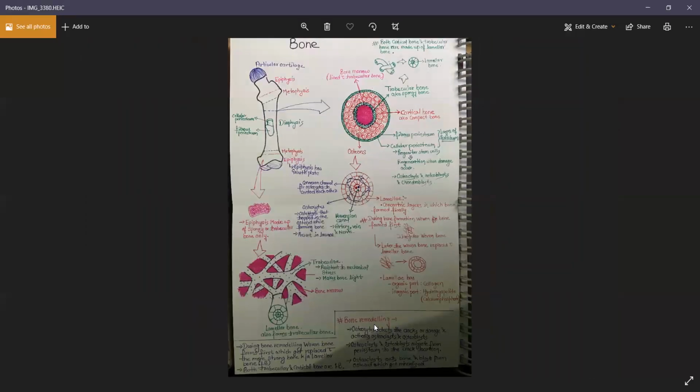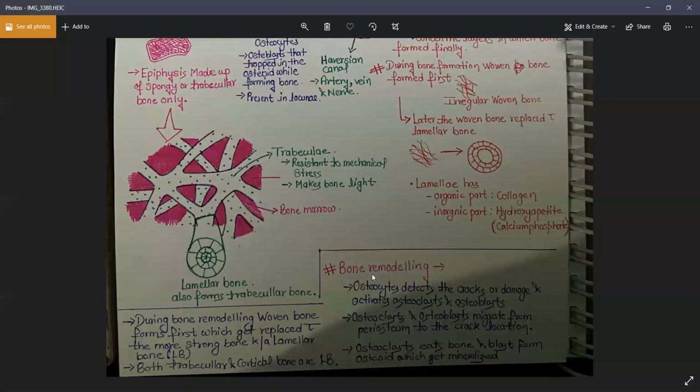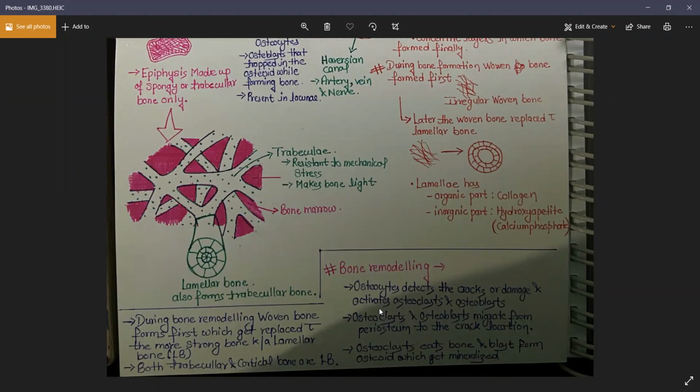Okay, so at the time of bone remodeling, first my osteocytes detect any crack or any damage in the bone, and then they will activate the osteoclast cells and the osteoblast cells. First, the osteoclast cell will start digesting the hydroxyapatite, okay? And when this crack is completely gone, then the osteoblast cells will go and form the bone there. Okay, so first the osteoclasts eat the bone, and then the blast cells form the bone.